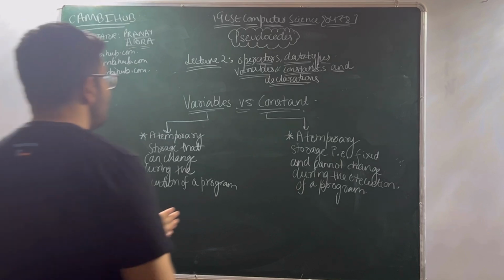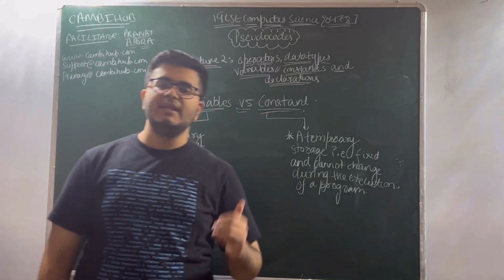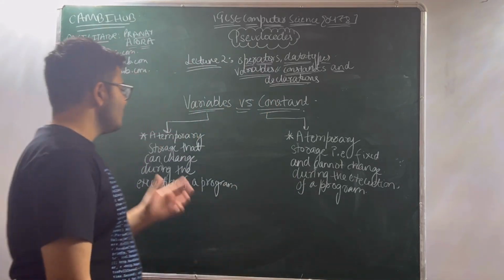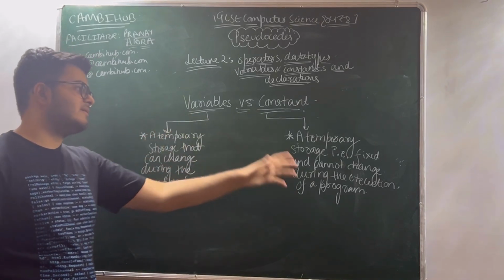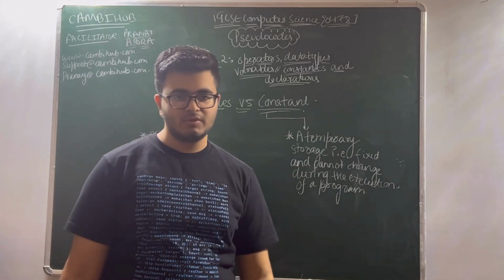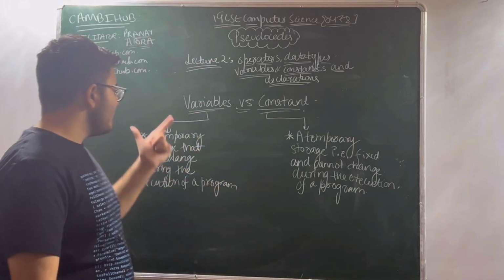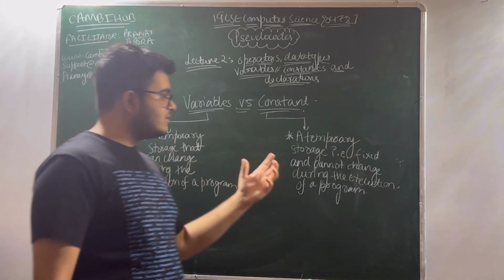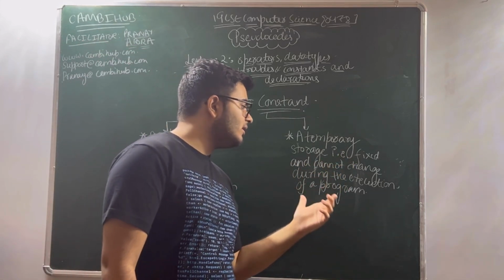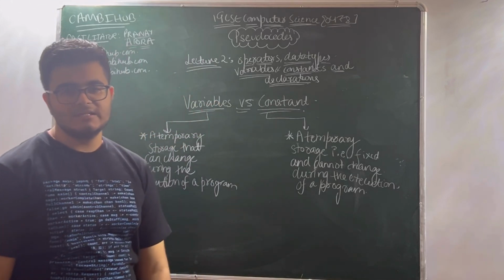Coming to the next topic, which tells us the difference between variables and constants. Right, so what are variables? Variables are temporary storage, right? Both constants and variables are temporary storage. But the difference is, a variable can change during program execution. A constant is always fixed and it cannot change during the program execution.